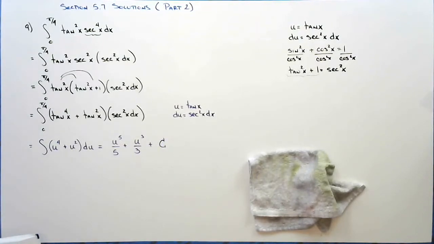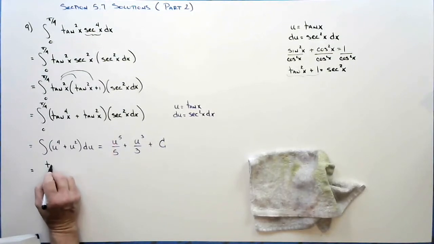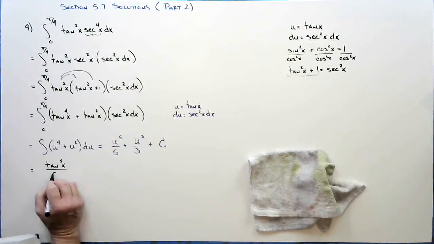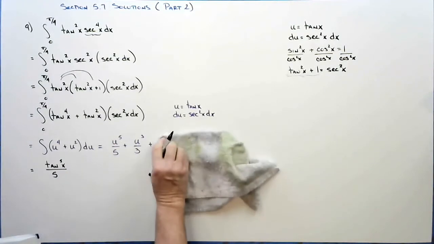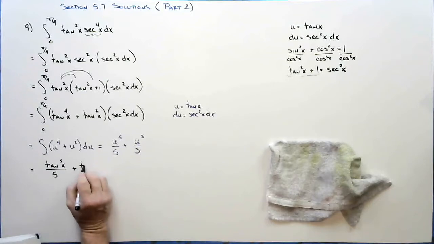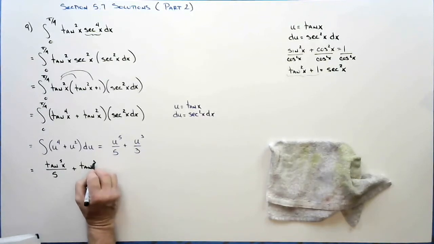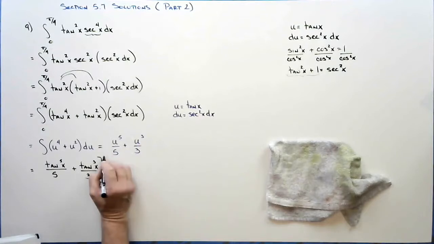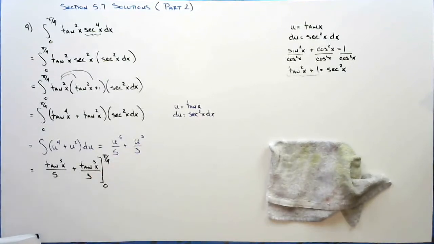And now we can resubstitute in our value for u. Remember, when we resubstitute in our value for u, we're still going to have to evaluate this. That's going to get us tangent to the fifth over 5. And we don't need that plus c, do we? Because I forgot it was a definite integral. Plus tangent to the third over 3. And we're going to evaluate that between 0 and pi over 4.